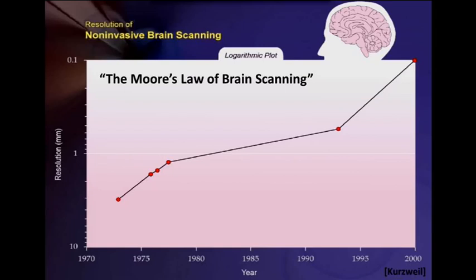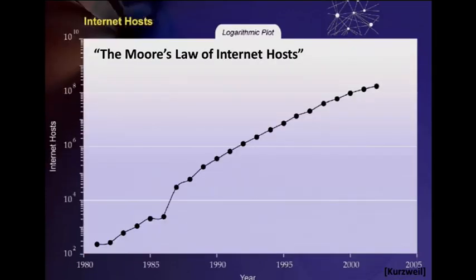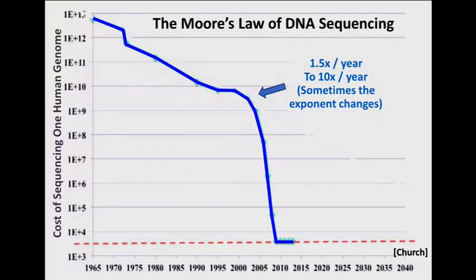Now, the cool thing on this chart is the y-axis. It's a log scale, right? So what that means is it's an exponential decrease in the degree of resolution that people are getting. And that's pretty cool, right? With exponentials, very interesting things happen if you wait a while. There's a Moore's law for internet hosts. Going back to 1980, up till now and beyond, we've had this explosion in the number of internet hosts out there. There's a Moore's law for DNA sequencing.